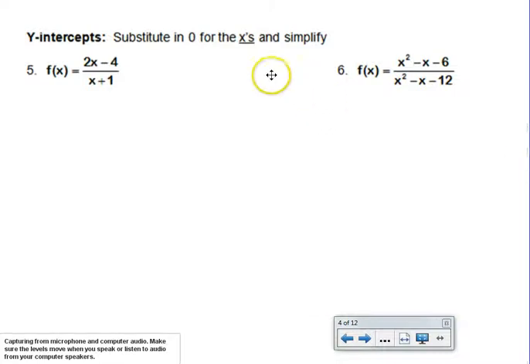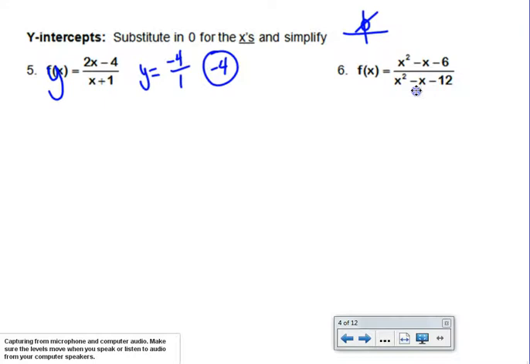Y-intercepts, without a calculator, the easiest way to find them is to substitute in a 0 for all the x's and then simplify, because remember, f of x is really just the y value, and when you think about a y-intercept of any graph, it's where it crosses the y-axis, and therefore the x values would be 0. So if we take this function and substitute in zeros for the x's, we get 0 minus 4, which is -4 in the numerator, and then 1 plus 0 is 1 in the denominator, so my y-intercept is at -4.